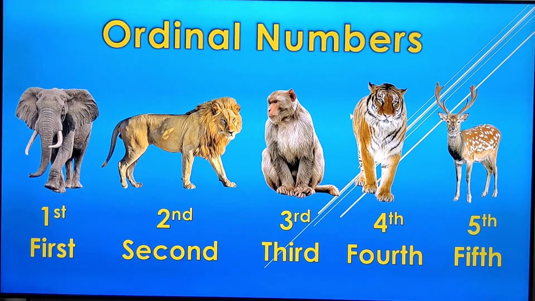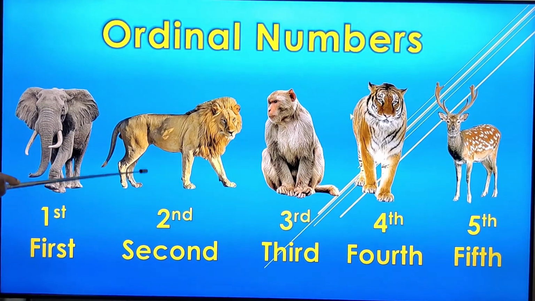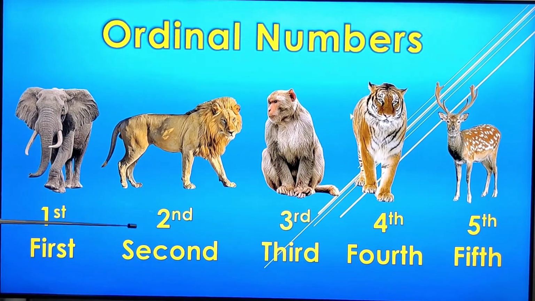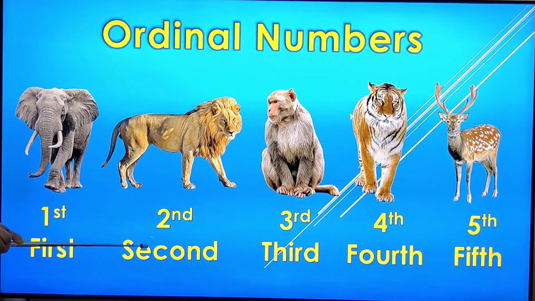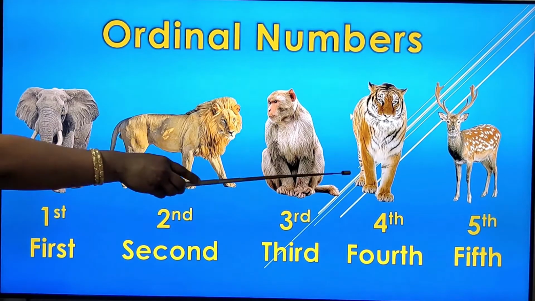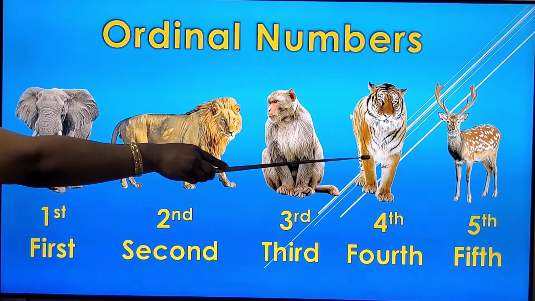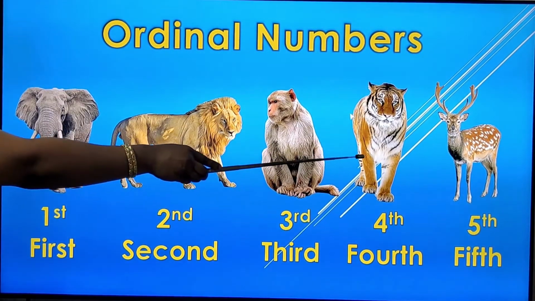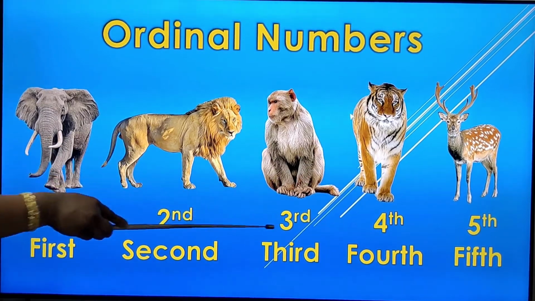Now I will ask you one question. In which place is the lion standing, children? Yes, second position. Lion is standing on the second position. Now in which place is the tiger standing? Fourth position. Tiger is standing on the fourth position.